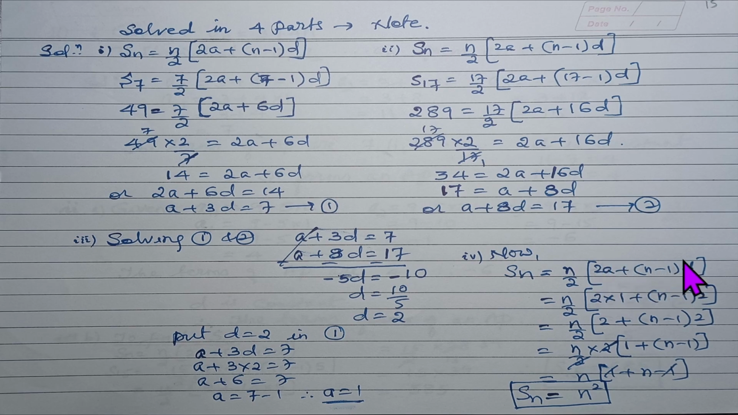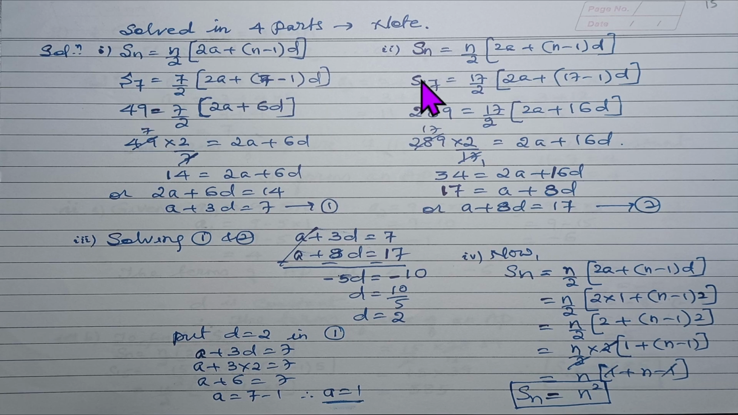To find a and d, these two unknowns, we require two equations, and therefore I will be using S7 is equal to 49 and S17 is equal to 289. We have the formula Sn is equal to n upon 2 in the bracket 2a plus n minus 1 into d. S7 is equal to 7 by 2 in the bracket 2a plus 7 minus 1 into d, or 49 is equal to 7 by 2 in the bracket 2a plus 6d, 49 into 2 by 7 is equal to 2a plus 6d, or 14 is equal to 2a plus 6d, or 2a plus 6d is equal to 14, or a plus 3d is equal to 7. I have got the first equation from S7 is equal to 49.